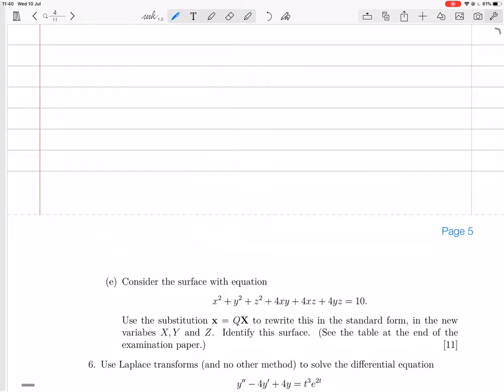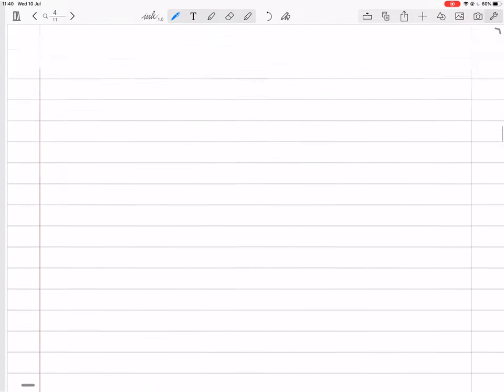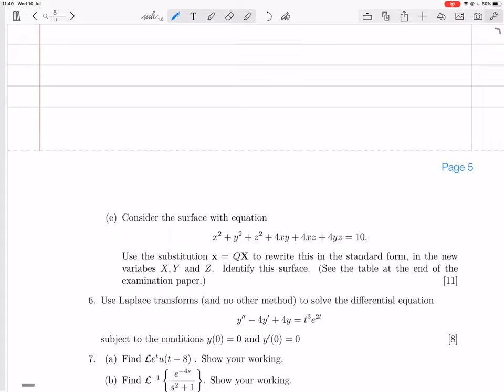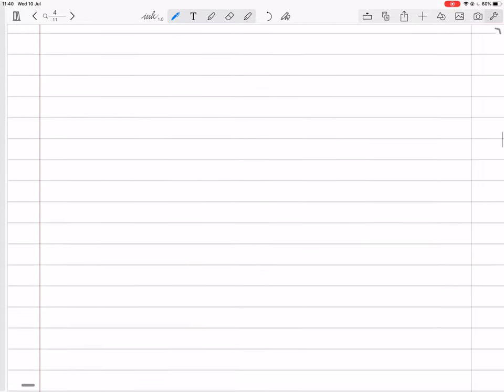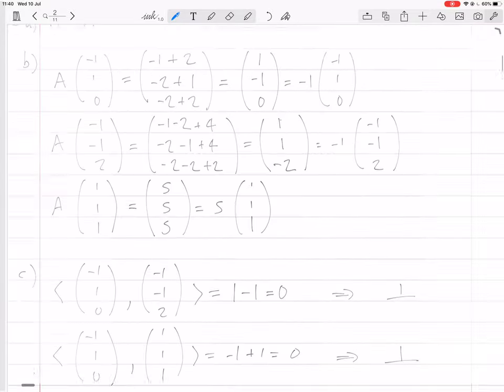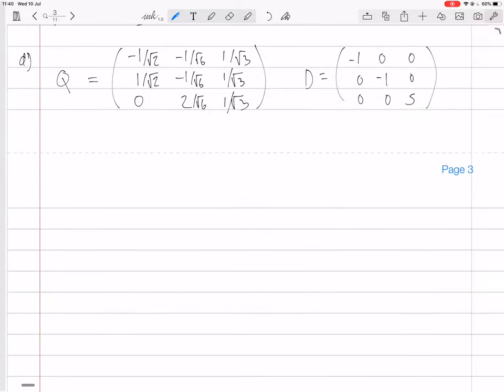Use the substitution x equals Qx to rewrite this in standard form with new variables X, Y, Z and identify the surface using the table. Okay, so I notice there are no x terms, y terms, or z terms. It's just the square terms and the cross terms.